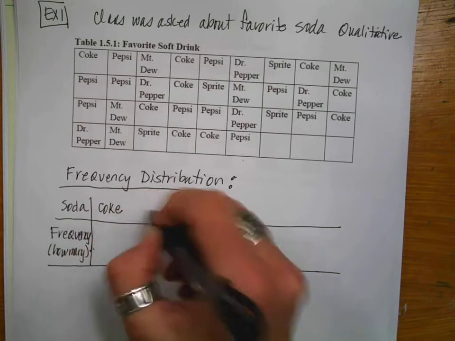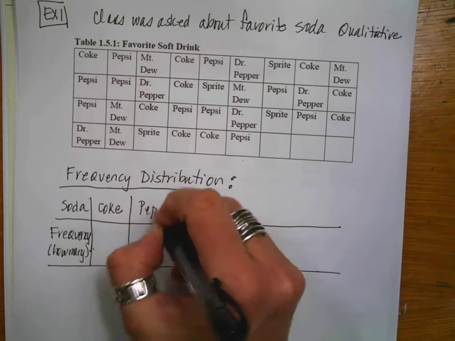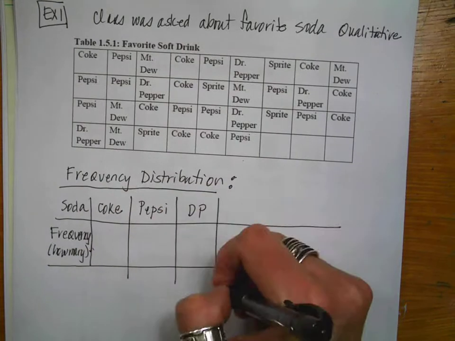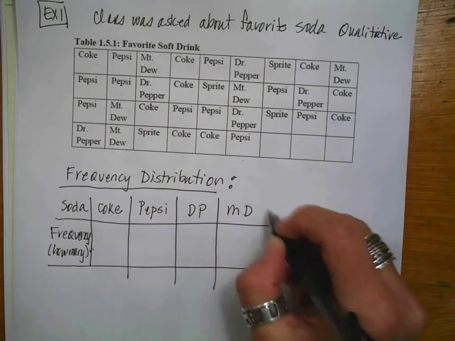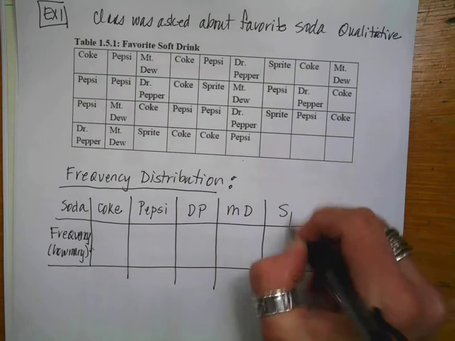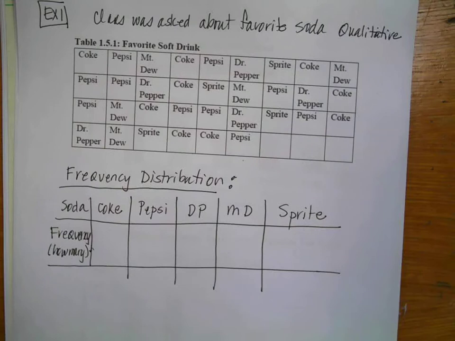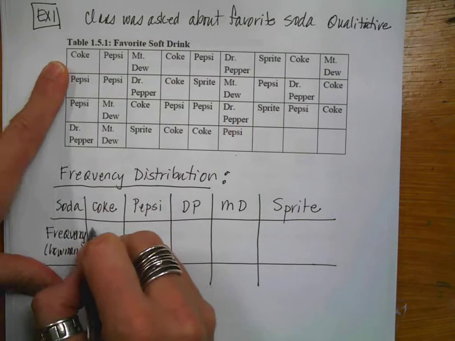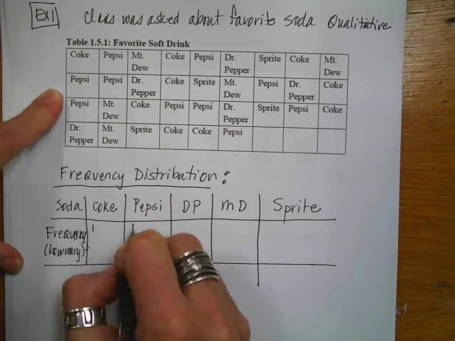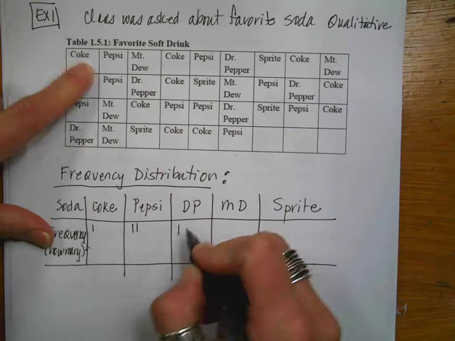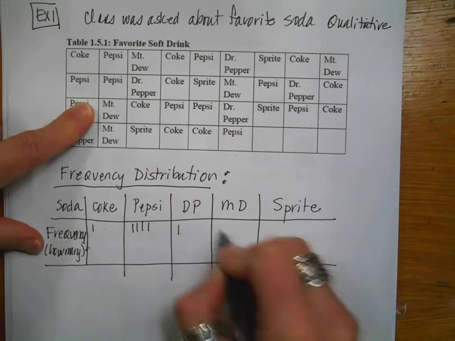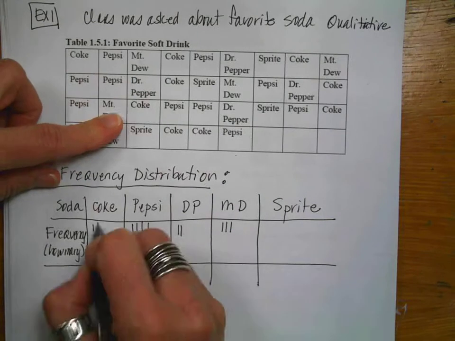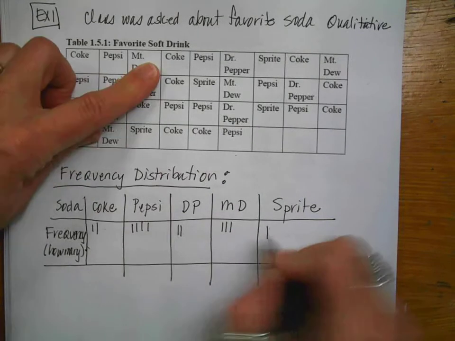So I'm going to write Coke, and then Pepsi, and then Dr. Pepper, and Mountain Dew, and then Sprite, because those were the responses from the students up above. And then I would just go through and make tally marks. So there's a Coke, a Pepsi, a Dr. Pepper, a Pepsi, a Mountain Dew, and a Mountain Dew, a Mountain Dew, a Dr. Pepper, a Coke, and a Sprite.